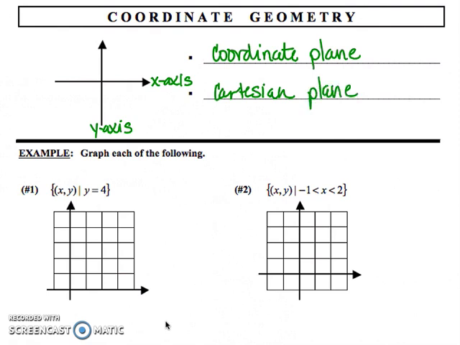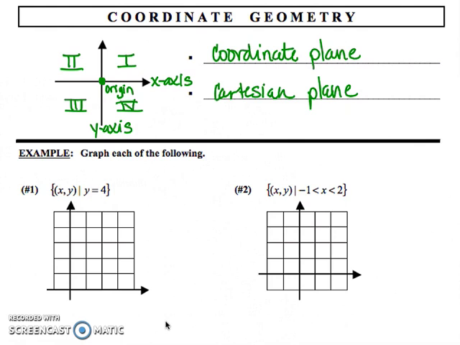So in the coordinate plane, a couple of points of interest here. Obviously, this center (0, 0) is referred to as the origin. And then we have the four quadrants, which are labeled 1, 2, 3, and 4 using Roman numerals, and they start in the upper right-hand corner and go counterclockwise.